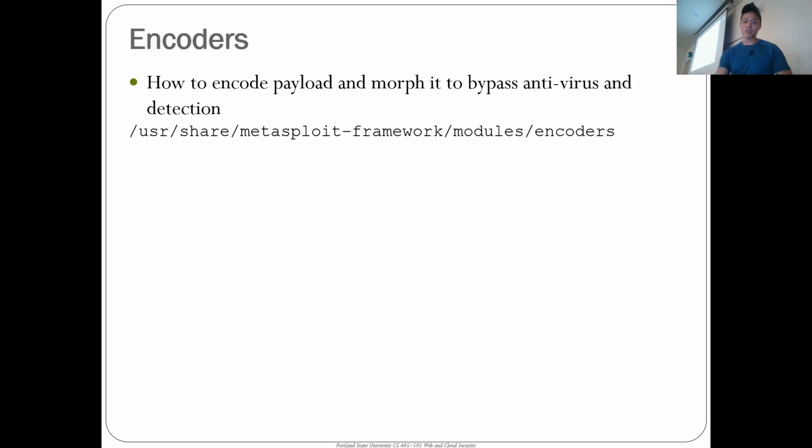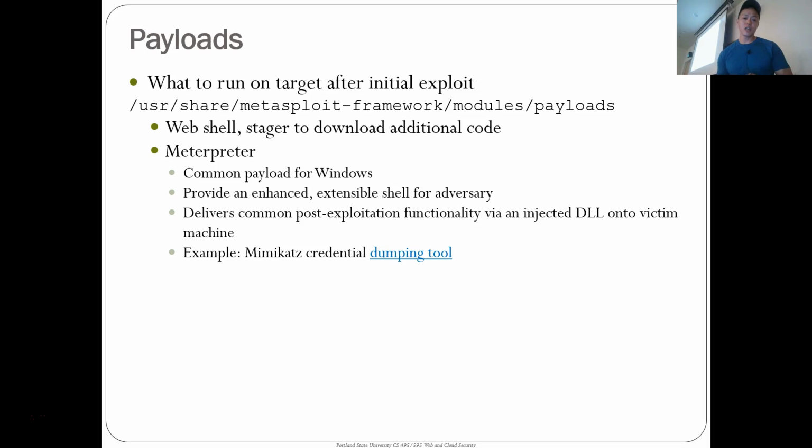You have these encoders, I mentioned those before, to bypass antivirus. The payloads: depending on the target that you're going to scan, you would want to execute a certain payload after you have compromised the machine. One of the most popular payloads for Windows machines is a module called Mimikatz. This was a credential dumping tool. What it did was look through all of memory. Every time Windows does authentication, it brings up the credentials in memory, and this tool would scan memory in well-known places where it knew Windows stored the credentials and then just dump that.